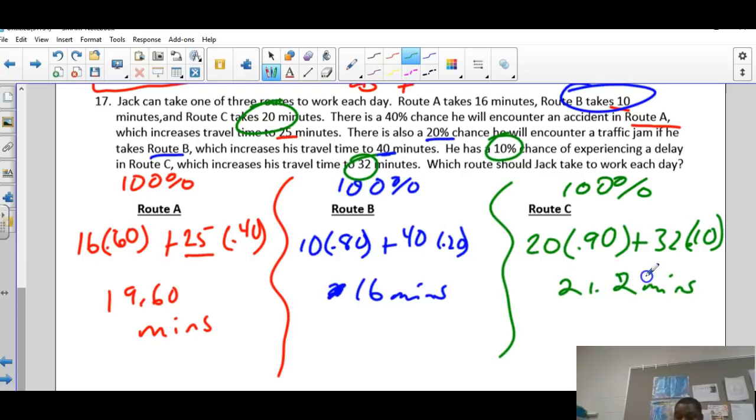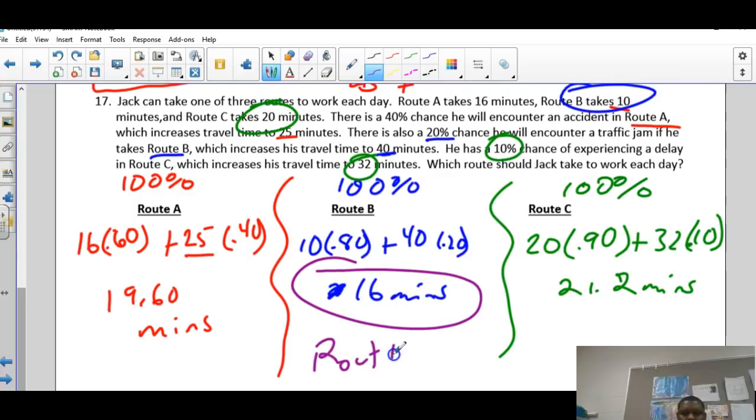So, anyway, after doing all that, guys, which route is faster? This one right here. This is the fastest route, 16 minutes. So the route we would take is route B. Route B, okay?